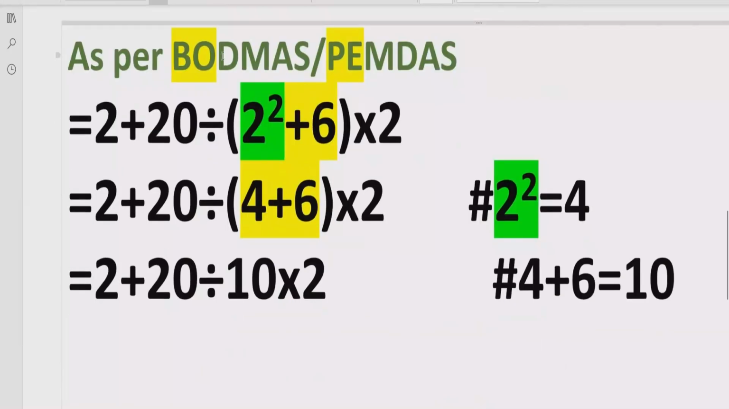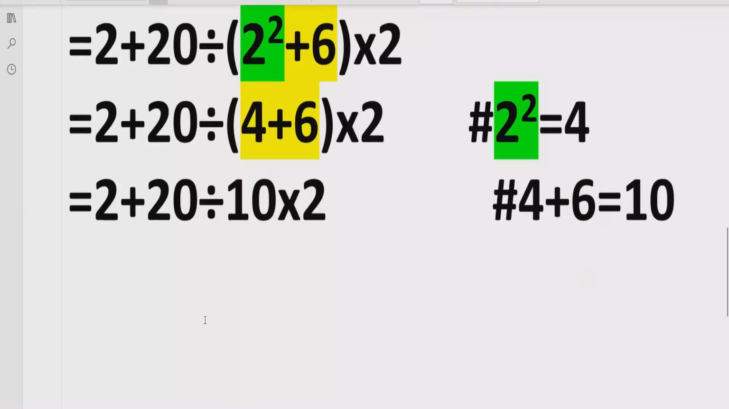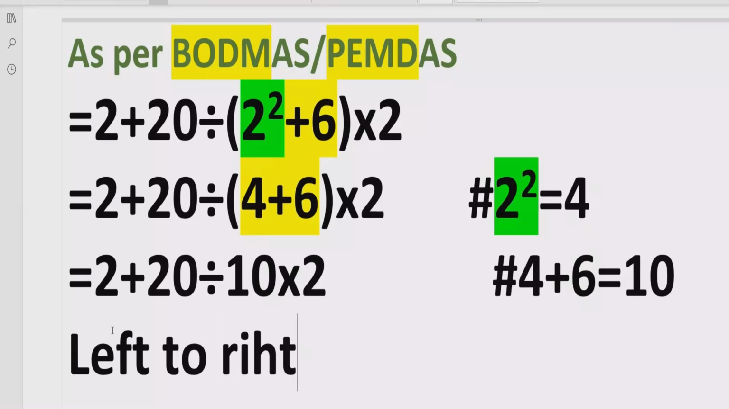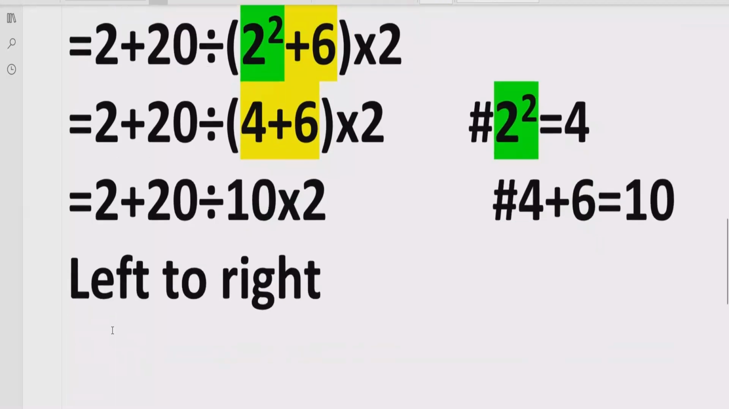Now step number 3 is division and multiplication. So what we have to do here is solve the division and multiplication. If you are using PEMDAS, you will say I will multiply these two terms first. And if you are using BODMAS, you will say that I will divide this one first. But according to the standard rule, we have to solve it using this method: we have to go left to right in this expression and find out which is coming first.